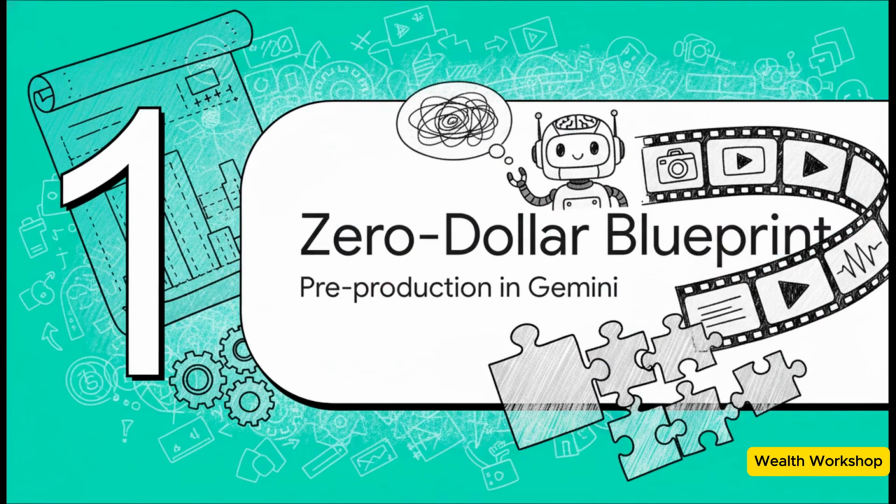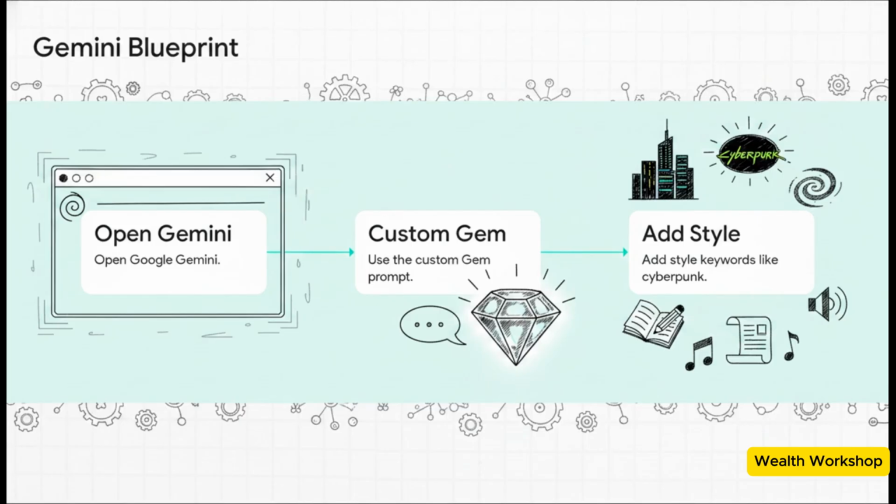All right, part 1, the $0 blueprint. This is all about pre-production with Google Gemini. Listen to me closely on this one. Every single successful edit starts with a master blueprint. If you try to just wing your prompts on the fly, you're going to end up with a disjointed mess. So here is your very first action.